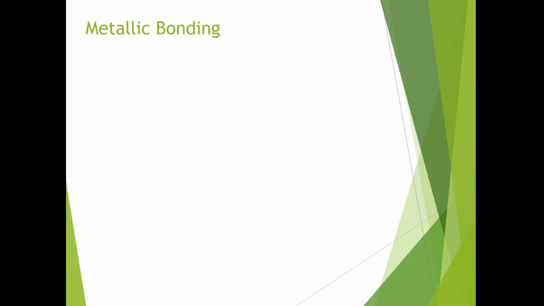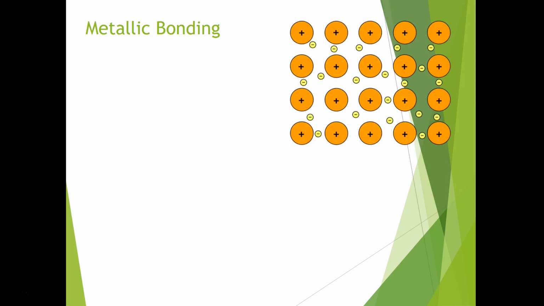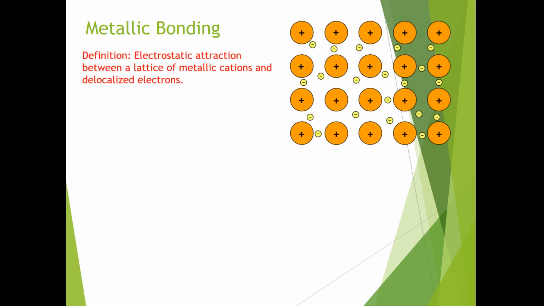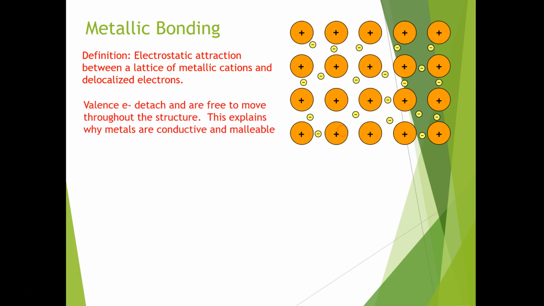All right, so metallic bonding. There's the structure of a metal. In metallic bonding, we also have electrostatic attraction, only this time it's between a lattice of metallic cations and delocalized electrons. What we mean by delocalized electrons is valence electrons that detach from the metal atoms themselves and become free to move throughout the structure. The delocalized electrons actually explain why metals are conductive and malleable. They're conductive because of those free moving electrons, which is often referred to as a sea of electrons.